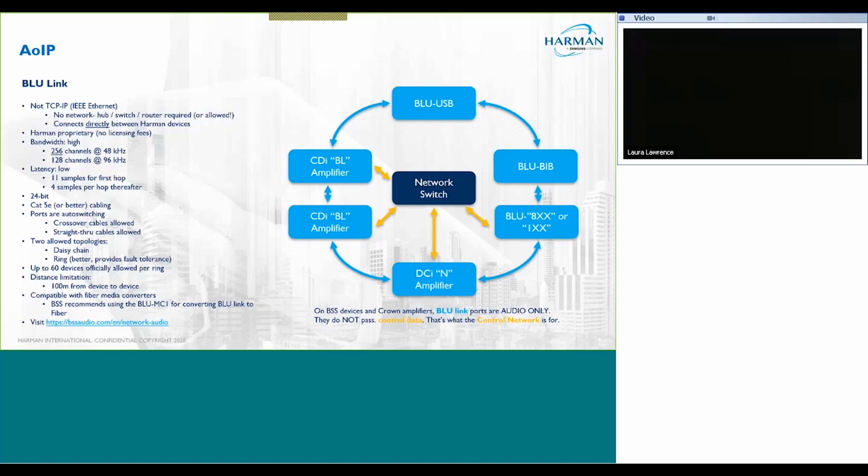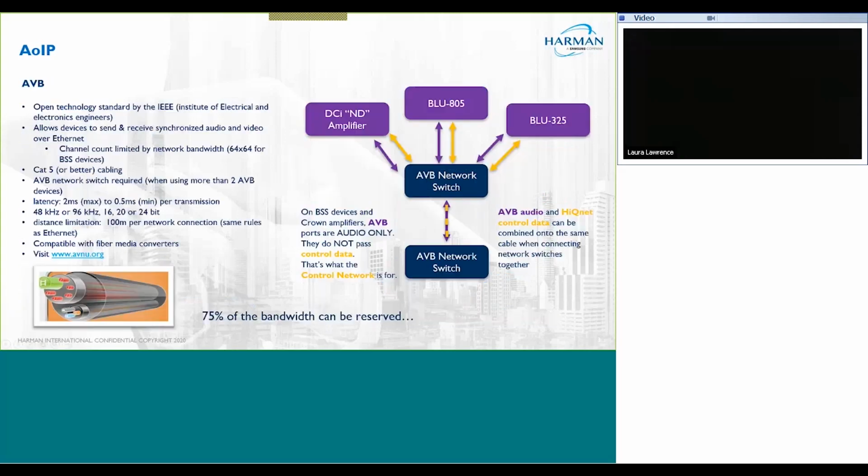Another advantage here of BLU Link is the high channel count. So with other implementations, and I think we saw this on the previous page, with the BSS HARMAN implementations, you notice here that we only allocate 64 channels in each direction. Again, this is the limitation from HARMAN. The chipset that we use allows for 64 in, 64 out in BSS devices.